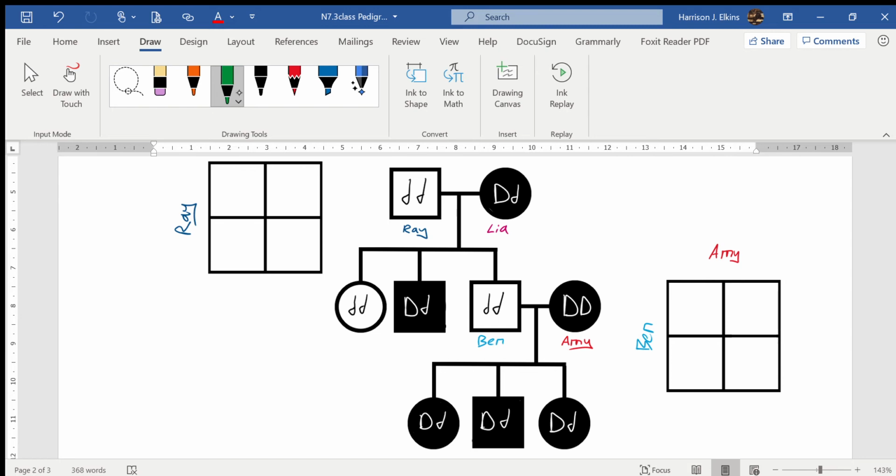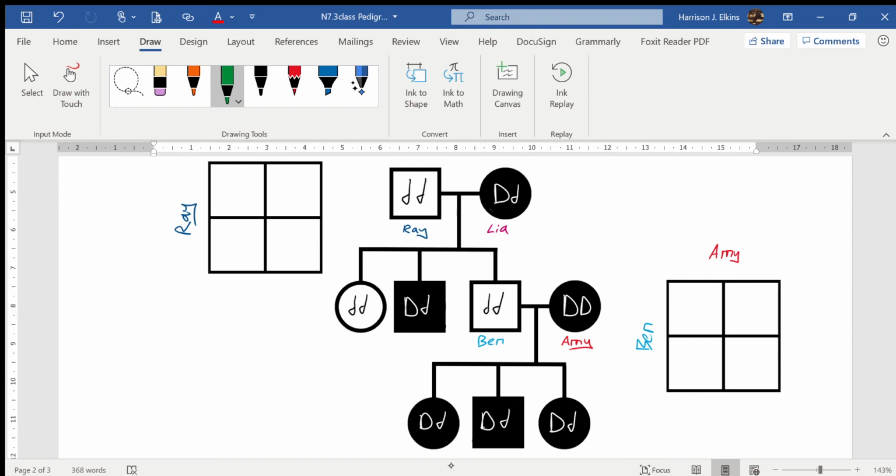How many kids did Ben and Amy have? Well, they had 3. 1, 2, 3. So these are the grandchildren of Ray and Leah. They have 3 granddaughters, 1 grandson. Ray and Leah have 2 sons, 1 daughter, and the girl who married Ben.